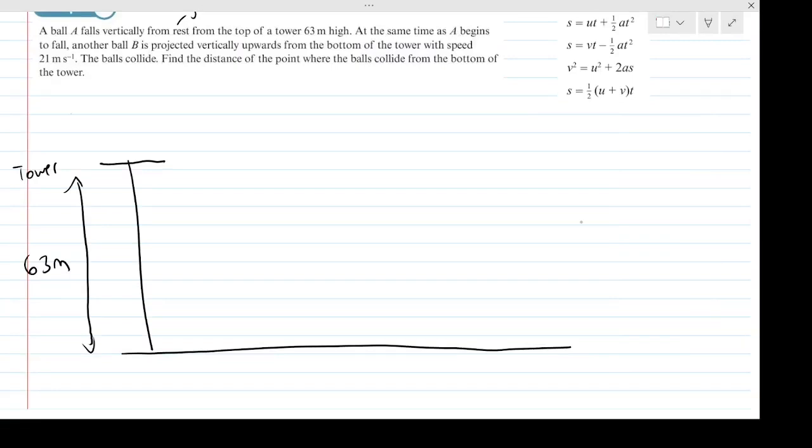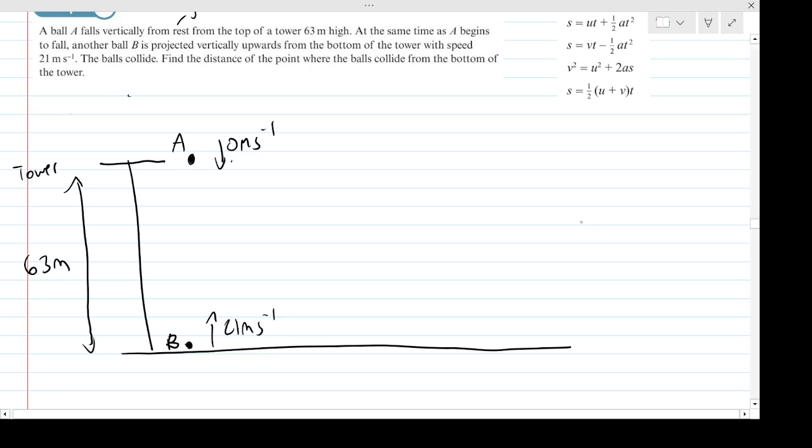Okay, so we have the ball A, right? That's on top of the tower. So here, at this level, I'll call that A. And I'm told it starts from rest, right? So it starts with 0 speed, but it's going to move down, right? At the same time then, I have a ball B, which is now at the bottom of the tower, right? So it's at the bottom here, B. And I'm told that it moves up, it's projected up with speed 21. So it's going to move up at speed 21, right?